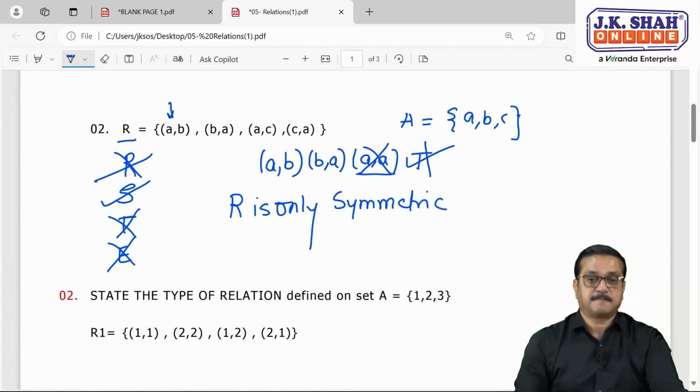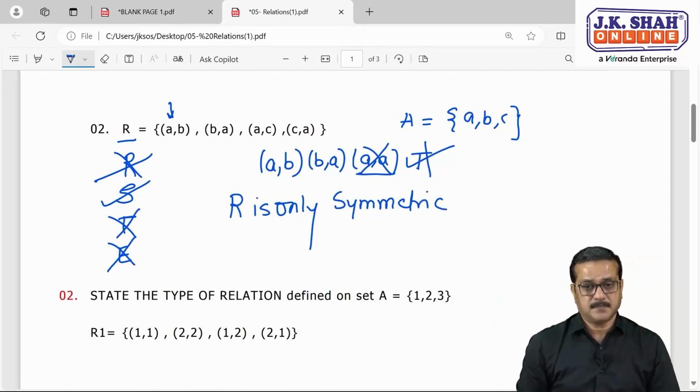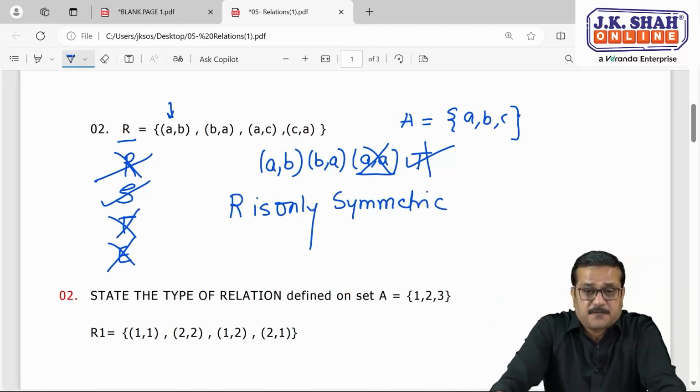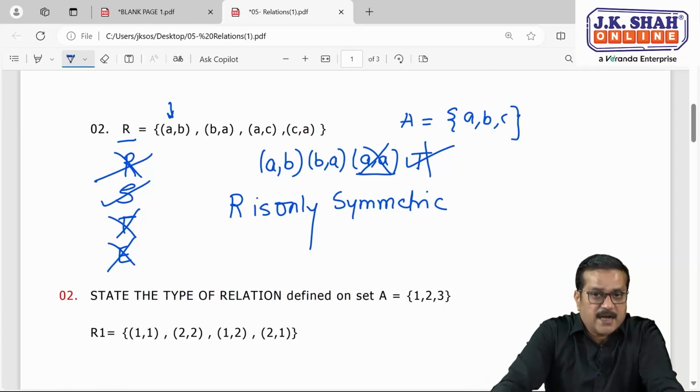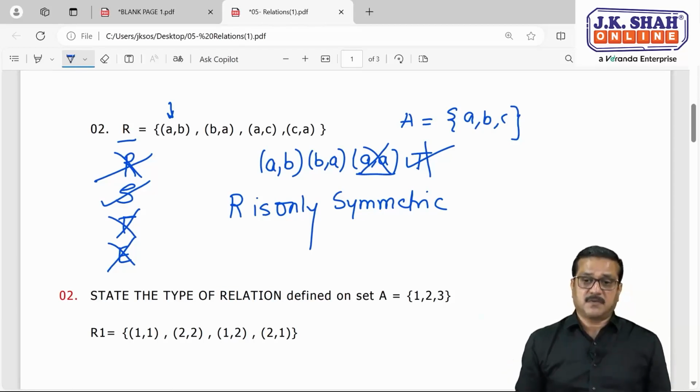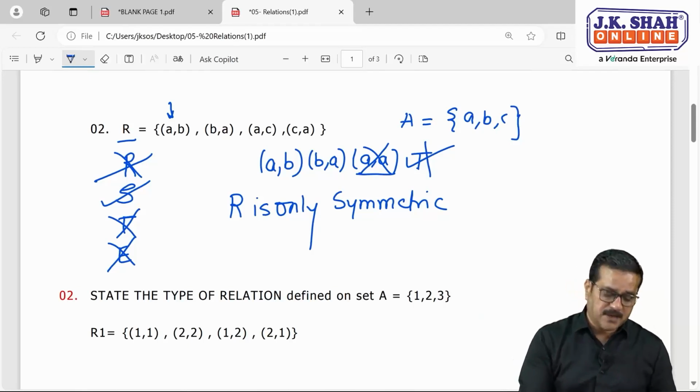Only symmetric. Check. So can you repeat the transitivity ka test? Of course. I started with my first pair A comma B. So I am testing my transitivity on A comma B. It has to be tested with a pair starting with B क्योंकि A and with B हुआ था. So B comma A next ही खड़ा था. Now that demanded कि A comma A होना चाहिए था to make it transitive, which is not there. R does not have my A comma A. So transitivity fails. Answer R is only symmetric.